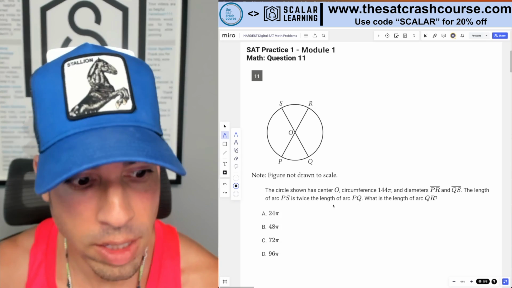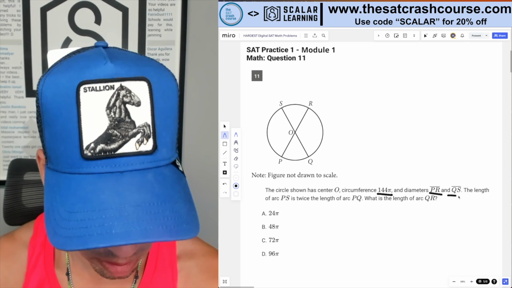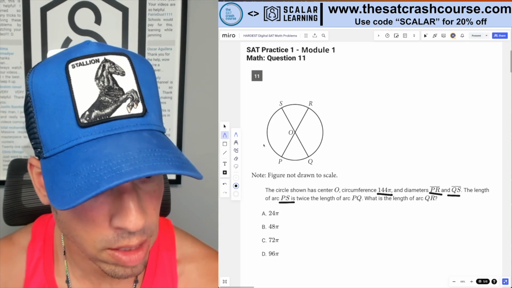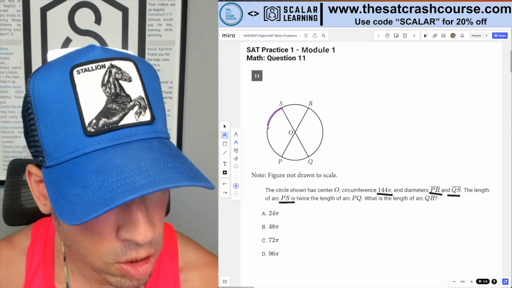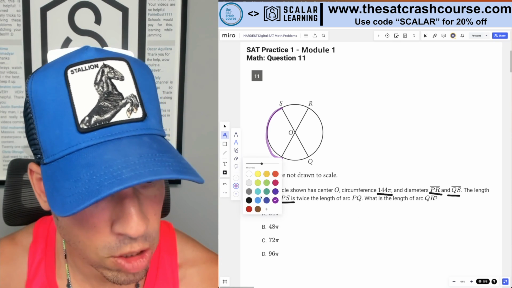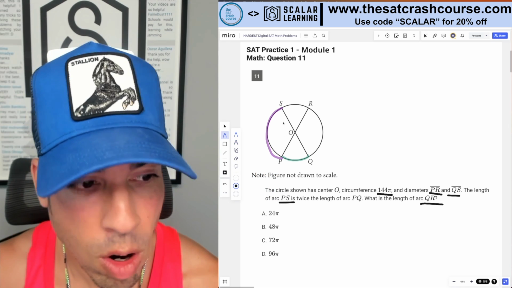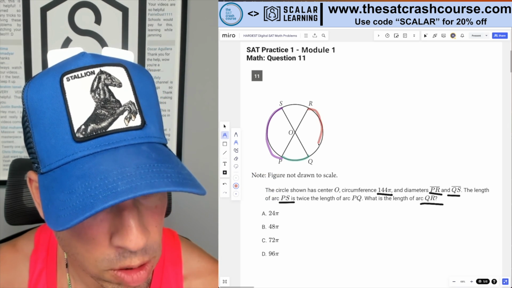The circle shown has center O, circumference 144 pi, and diameters PR and QS. The length of arc PS, by the way, which is this right here, is twice the length of arc PQ, which I'll put in green like so. What is the length of QR? And QR, I'm going to put in red.